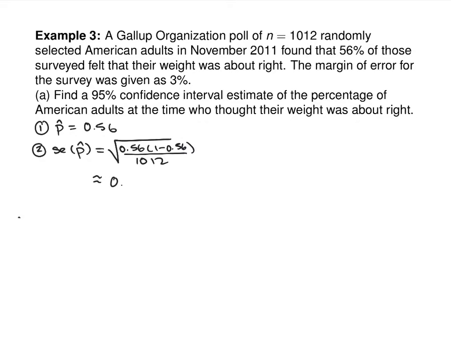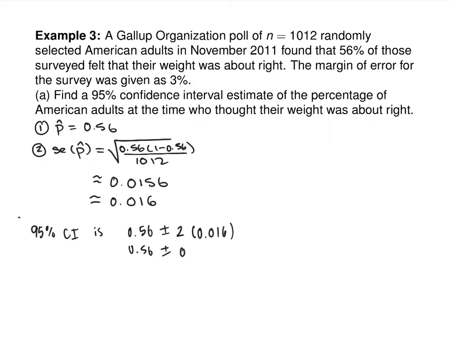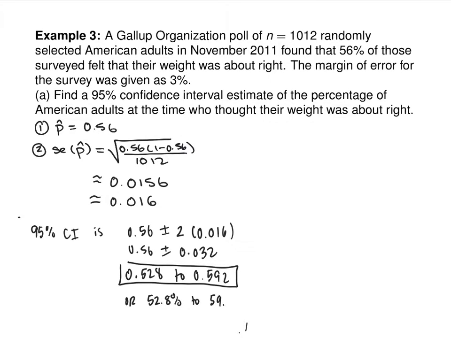That's about equal to 0.0156, which we're going to round to 3 decimal places as 0.016. So our 95% confidence interval is given by 0.56 plus or minus 2 times 0.016, which is 0.56 plus or minus 0.032, and notice that that's your margin of error, which is awfully close to the 3%. And this is 0.528 to 0.592. So that's one way to give your answer in proportion form, or as percents. You could say 52.8% to 59.2%.